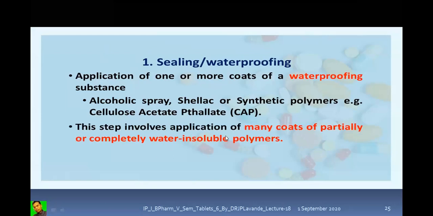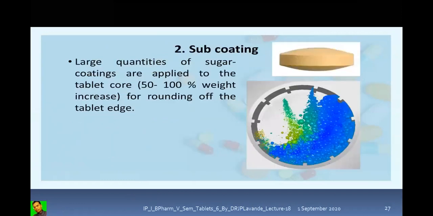This step involves application of many coats of partially or completely water insoluble polymers to execute the modified release pattern. We can improve the pattern of release of drug by giving the polymers in the form of the sealing. That is, the modified release pattern can be achieved with the help of the sealing.